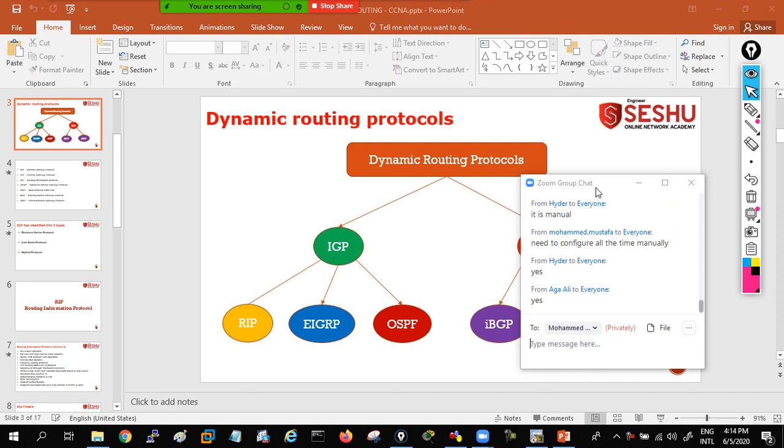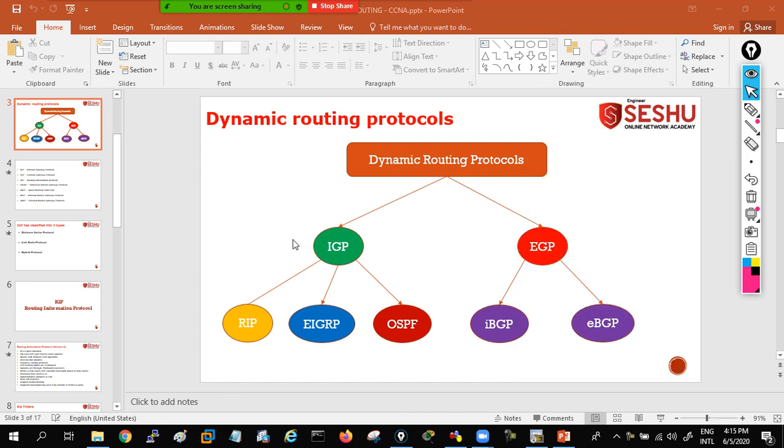So dynamic routing is nothing but it does automatically. You no need to worry about that. For static routing, you need to know what are the known and what are the unknown networks. Right guys? So now today what we are doing, we are discussing about IGP protocols.